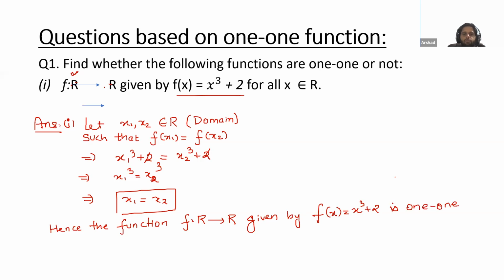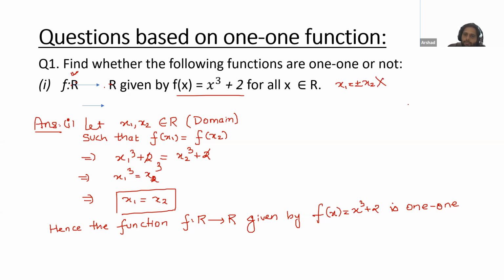Okay, so I hope this is clear to everyone. So to prove that the function is 1-1, what you need to do is assume two values from the first set, that is the domain. Always write that this is the domain. Put f(x1) is equal to f(x2). Try to solve this. Finally, if you are getting x1 is equal to x2, then we will say that the function is 1-1. If you are not getting x1 is equal to x2, for example, you are getting x1 is equal to plus or minus x2, then the function is not 1-1.